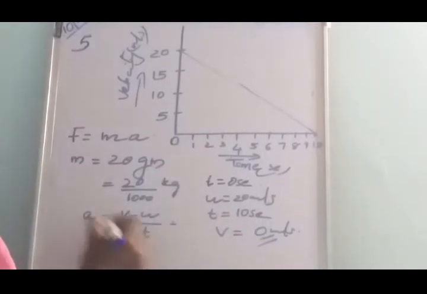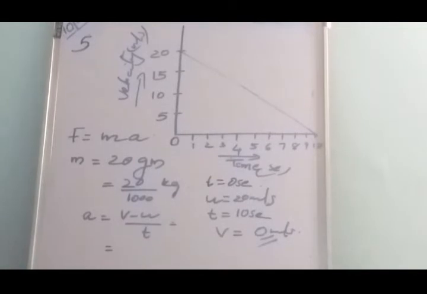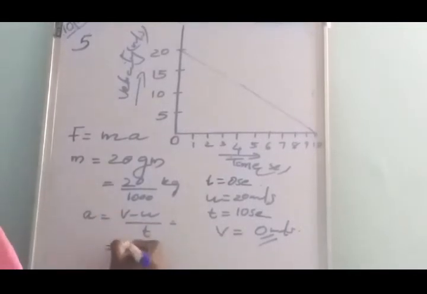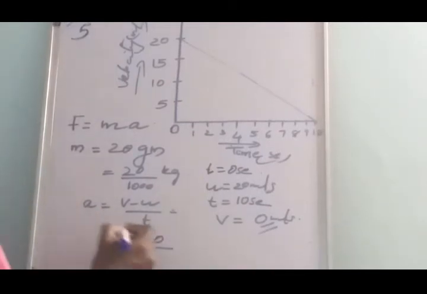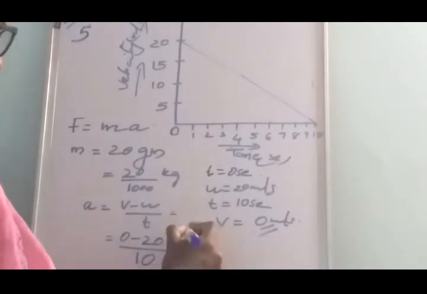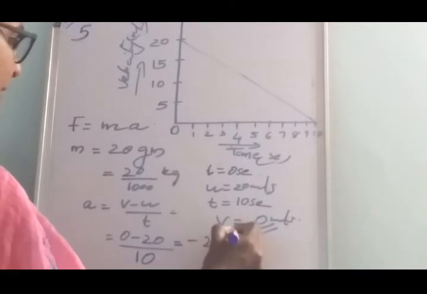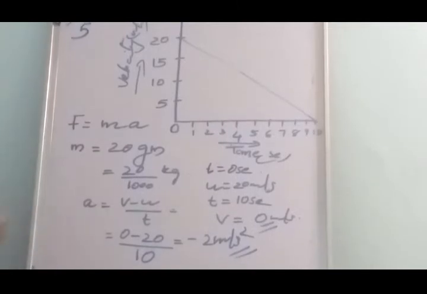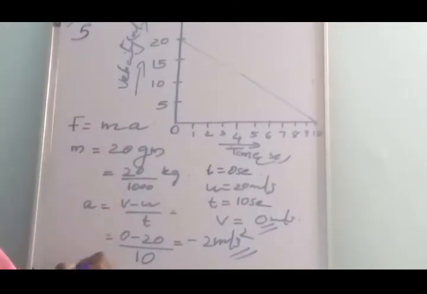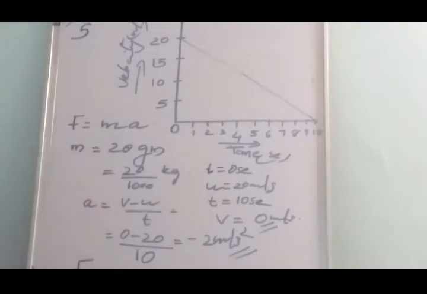So we can find acceleration a equal to v minus u by t. That is v is 0 minus u is 20, by the time interval 10 minus 0, that is 10. So we got minus 2 meter per second square. That is the acceleration. So we can find the force F as mass into acceleration.